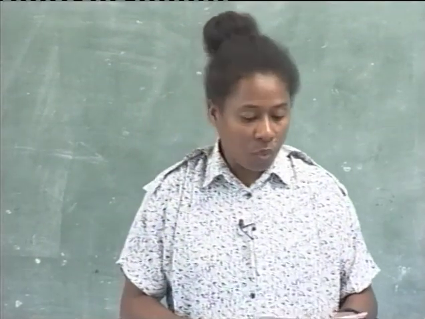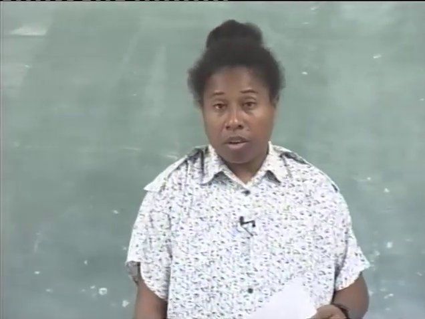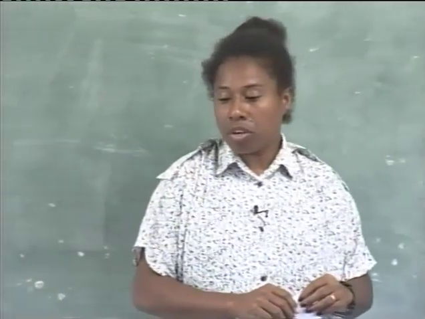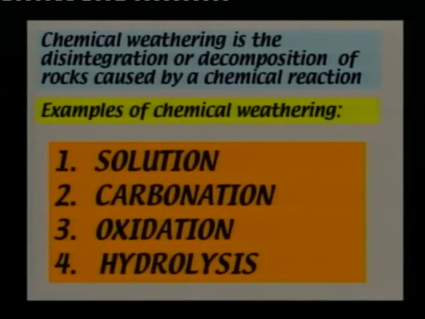Okay, recap now on what we have covered, especially on weathering. We were told, and we've looked at chemical weathering as the disintegration or decomposition of rocks caused mainly by a chemical reaction. And we also noted that there were 4 examples that can come under chemical weathering, and the 4 examples are solution, carbonation, oxidation, and hydrolysis.